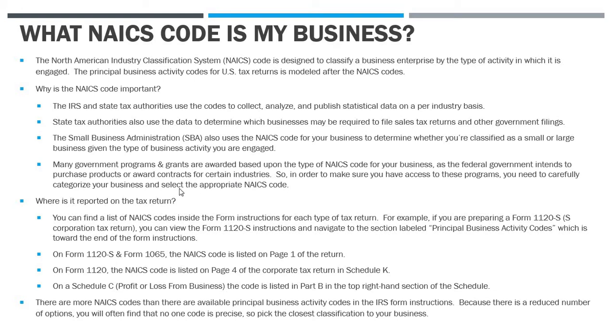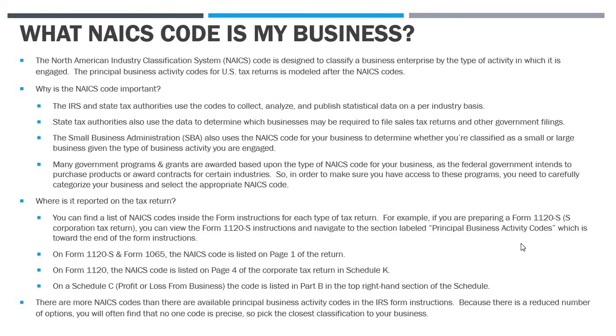So where do you report this on your tax return? Well, firstly, you can find a list of the principal business activity codes in the form instructions. For example, if you're doing an S Corp return, if you pull up the 1120S instructions on the IRS website, it's basically all the way towards the back, in a section called Principal Business Activity Codes. There you will find a table that has the code number and the type of category, and you can sift through those to find the one that's most appropriate for your business enterprise type.